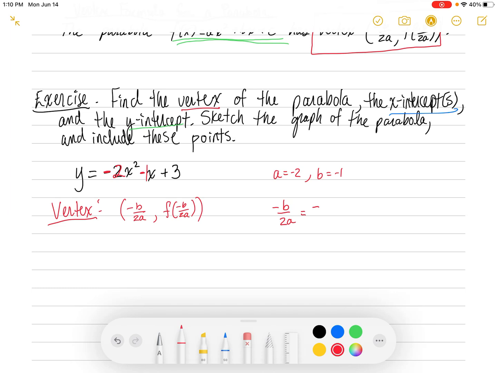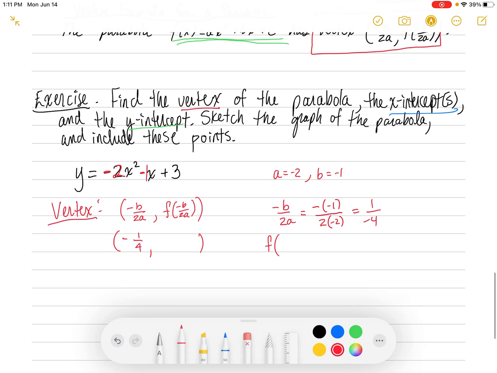So now for the vertex, I'm going to look at minus b over 2a. That's going to be minus negative 1, I'm plugging in for b, over 2 times, and then for a, I'm plugging in negative 2. So negative negative 1 is positive 1, right? Double negative makes a positive, and 2 times negative 2 is negative 4. So for my x-coordinate here, I have minus 1/4.